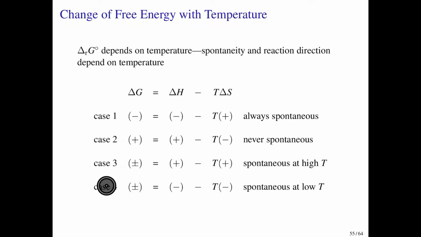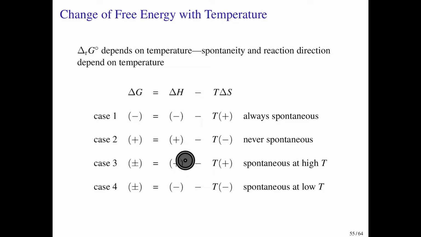Case 3 and 4 are a little bit more interesting. Here we're going to find some competition between delta H and delta S. First, we're looking at an endothermic reaction that produces entropy. So it's energetically uphill, but entropy is created. And so we have plus minus a plus. The sign of delta G is going to depend upon the value of the temperature.